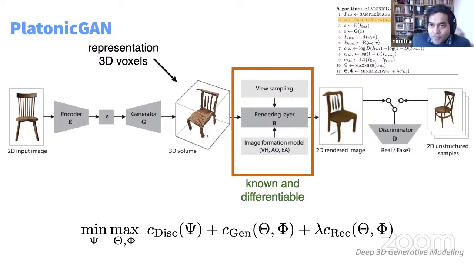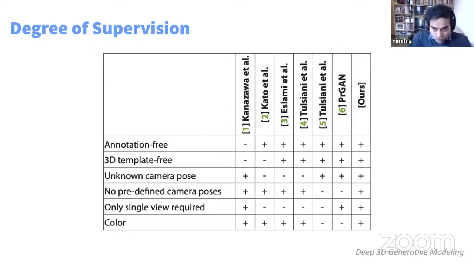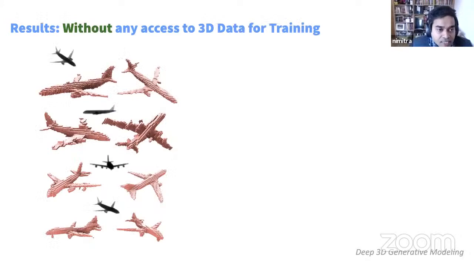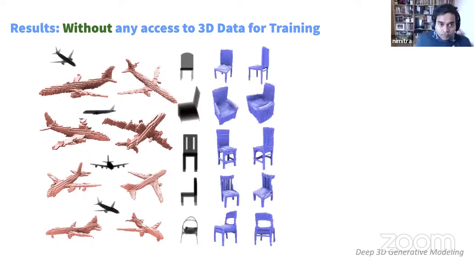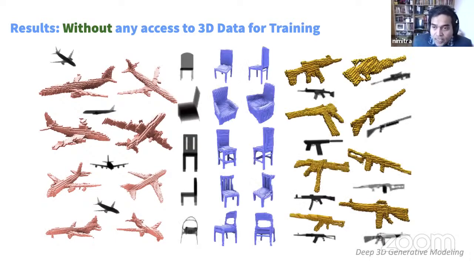There is scope for making this view sampling also learnable. That goes a bit beyond what we have so far successfully achieved to train. So Platonic GAN removes many of the previous assumptions, whether requiring a template, known camera, known view, etc. Okay. So in this case, the black silhouette lines are the input images, and the pink voxels are the reconstructions that we got without ever requiring 3D training data provided to the network. This is the case of chairs, and this is the case of guns.